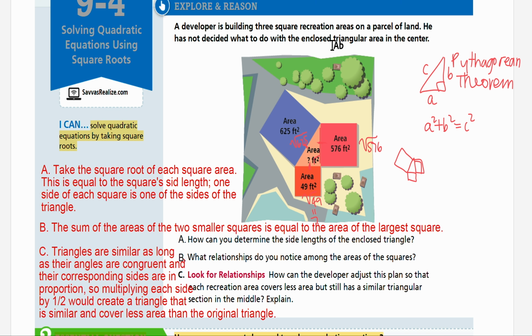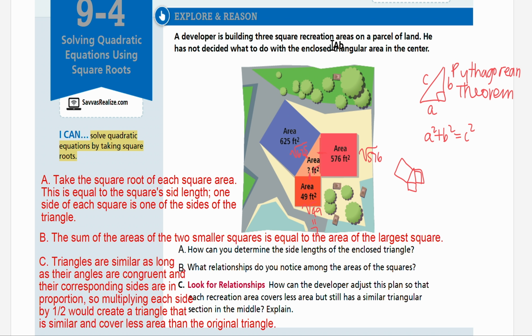So these are some questions to think about. It may be hard to understand everything in this example because we haven't learned geometry yet, at least in ISQ. So it may come to you later. But this is a great example to know why we need to know square roots and how to solve quadratic equations using square roots.